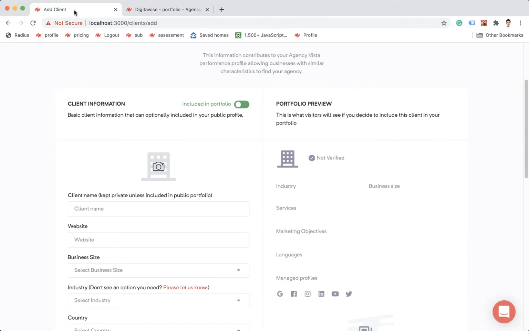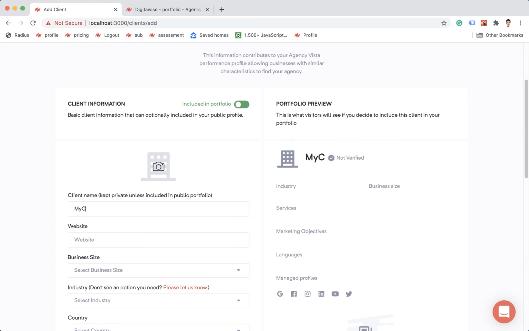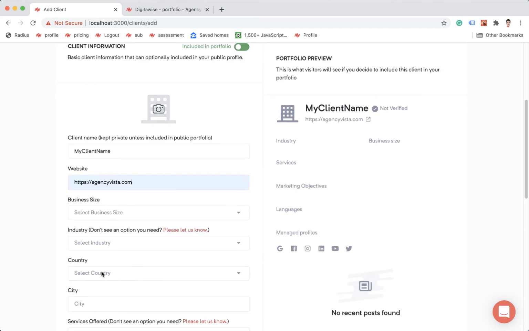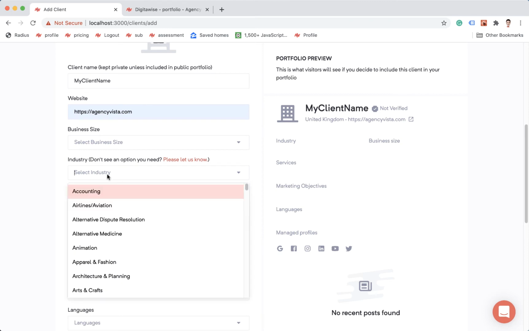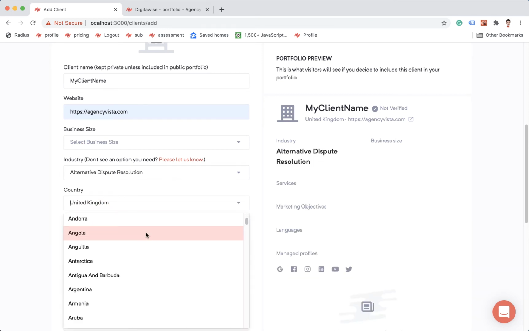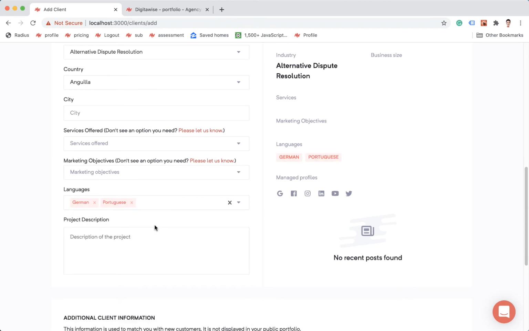So what we're trying to do is show them what that portfolio is going to look like. As the user enters a name, my client name, it shows up here. If they put in a website, it shows up right there. If they pick a country, it shows the country. If they pick an industry, it shows the industry, and so on. So the idea is they get to see their preview.